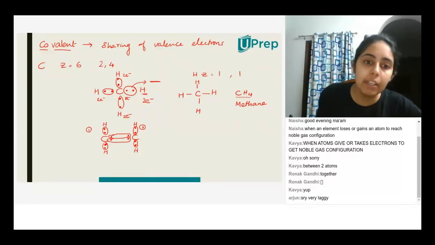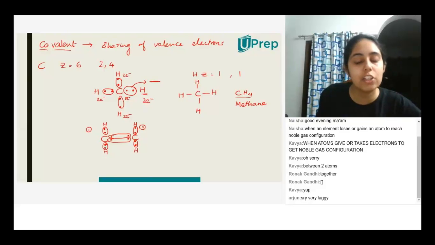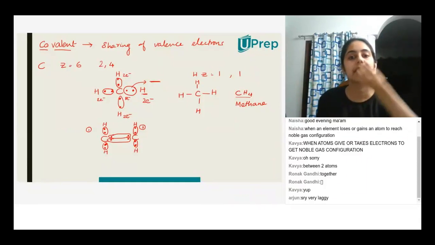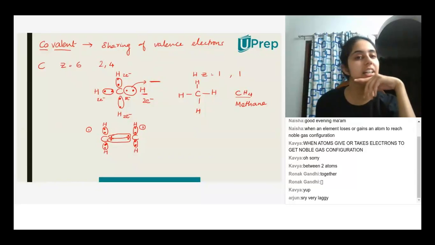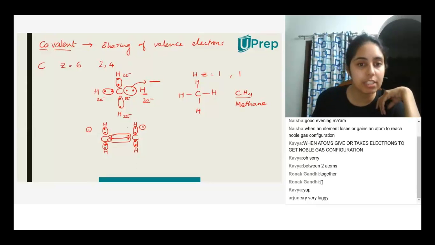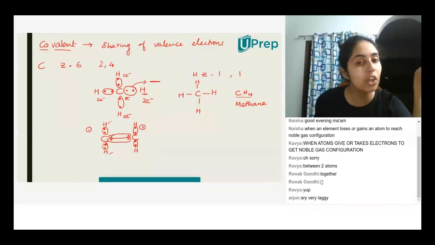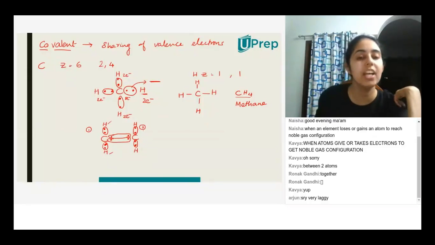Now the first carbon, if you count after sharing electrons, how many electrons is the first carbon having? After sharing? 6. No, how 6? 8. Yes, Ronak? 8. Very good. So the first carbon has 8 electrons, right? It's getting 1 electron from this hydrogen, another electron from this hydrogen, and it is getting 2 more electrons from the second carbon. So this carbon atom ends up having 8 electrons.